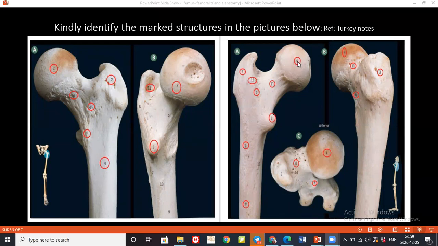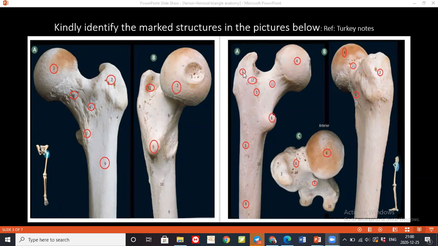Okay, number 4 here, please. Can you identify? I said it's the insertion of the muscle quadratus femoris. No, it's the head. Number 4 is the head of the femur, right? Where? In this picture on the right-hand side. Sorry, my bad, I didn't see this picture. Number 4, head of the femur. Can you identify number 11, please? It's the neck.